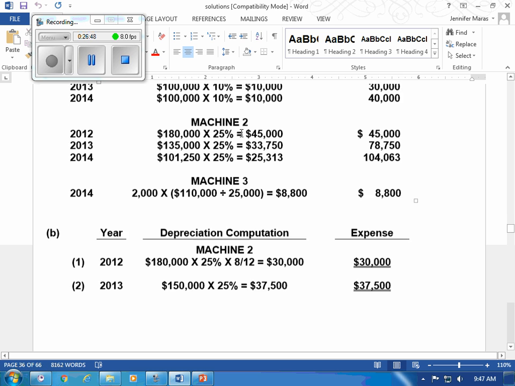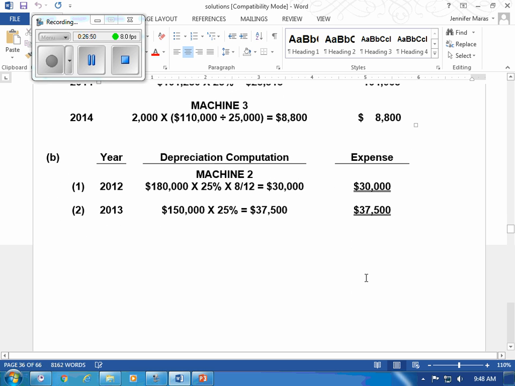Okay, then B, what if we bought the machine on 8 of 12? We must have bought it on May 1st. So what would it look like if we bought it on May 1st instead? So you used it all of July, August, September, October, November, December. No, that must not have been June. What month did we buy it if we owned it 8? May, okay.